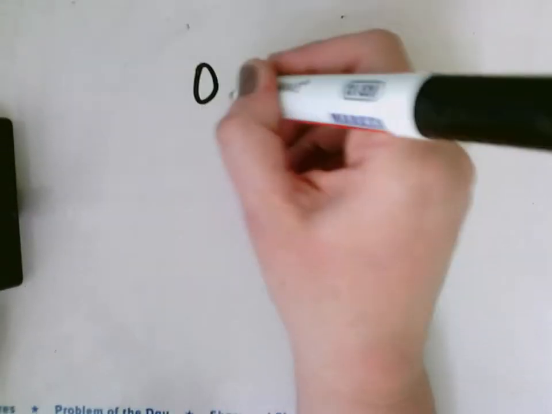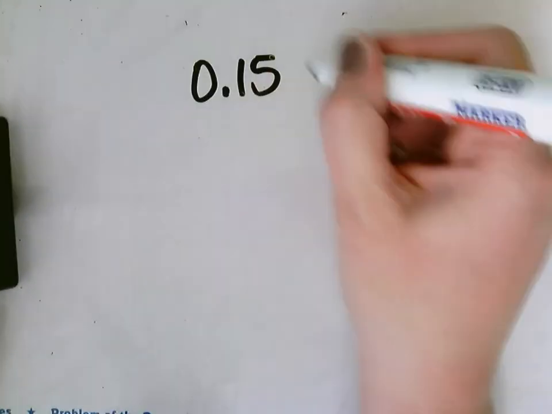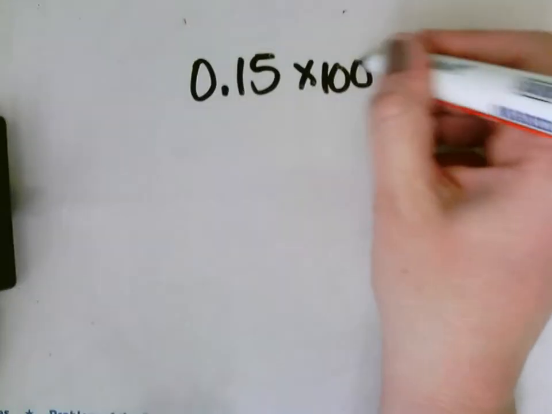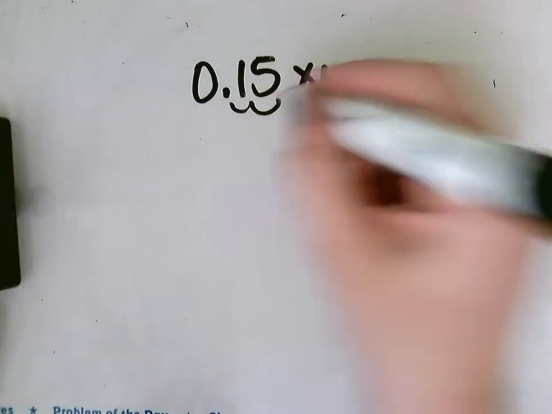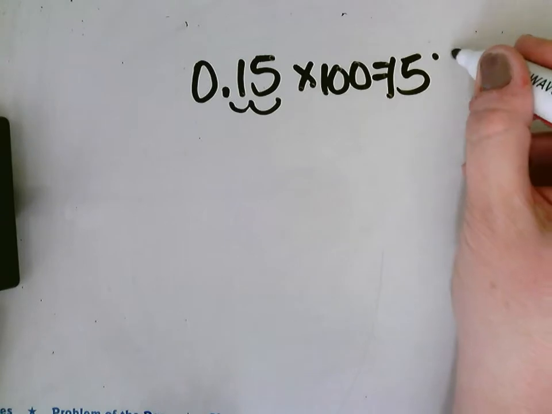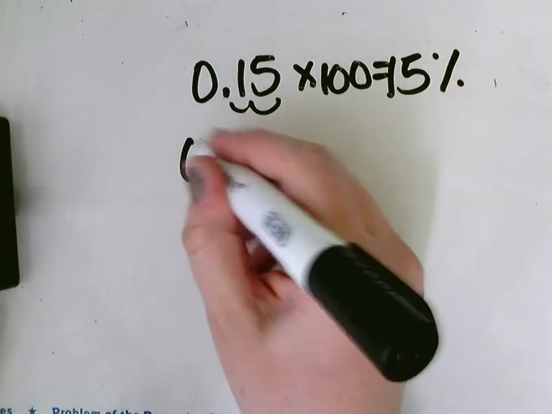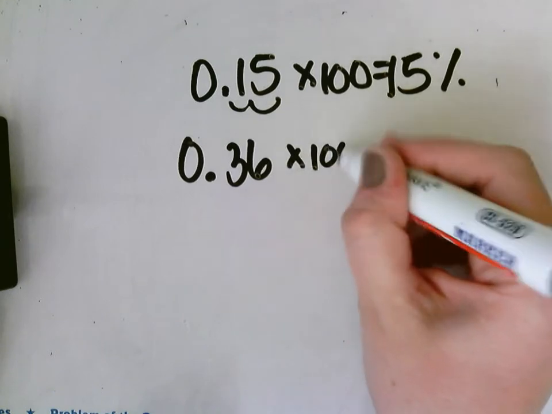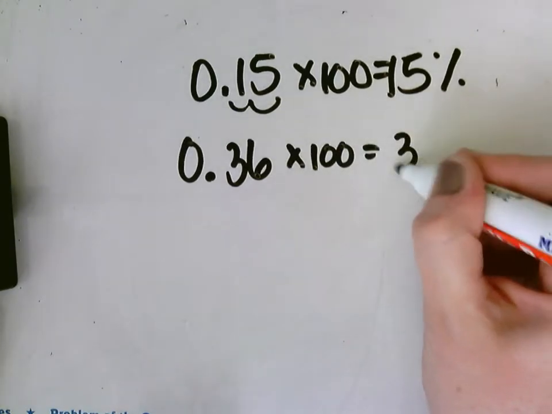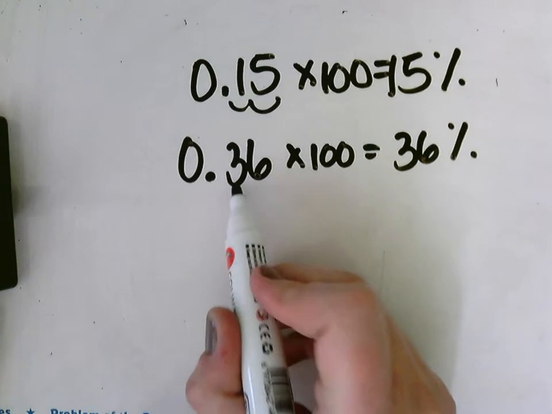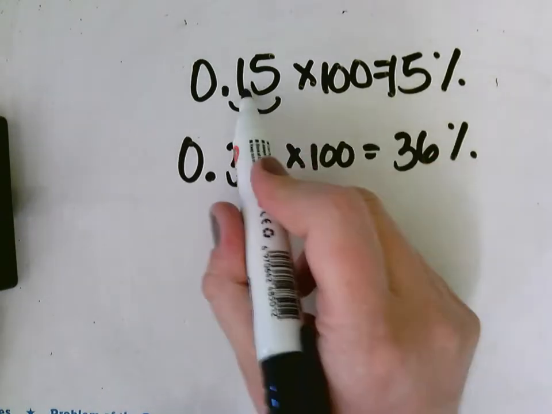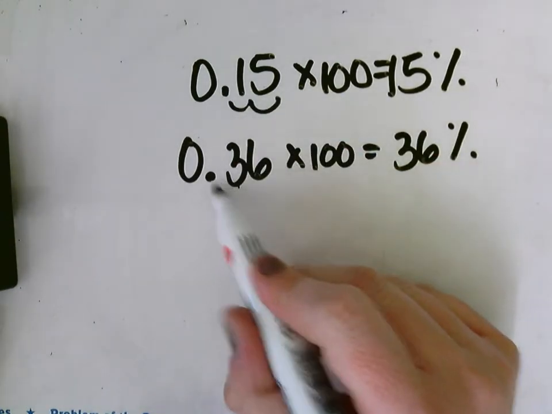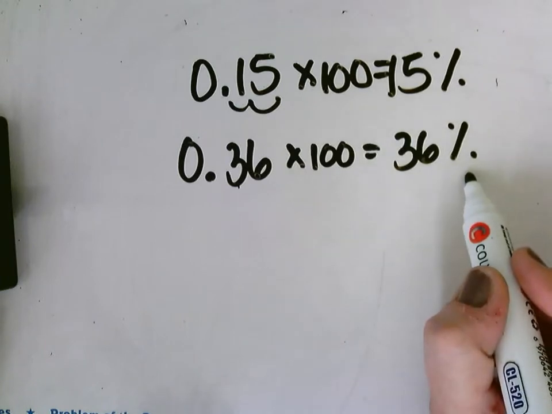Let's do another example. What if I had 15 hundredths? Let's multiply by 100 to get 15%. What if I had 36 hundredths? I would multiply it by 100 to get 36%. You can see that the values and our place value are not changing. We're only changing where our decimal is going.